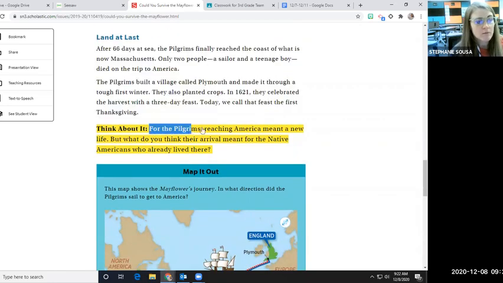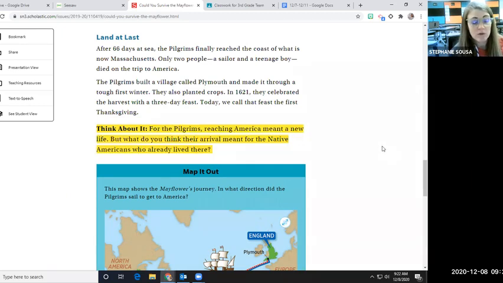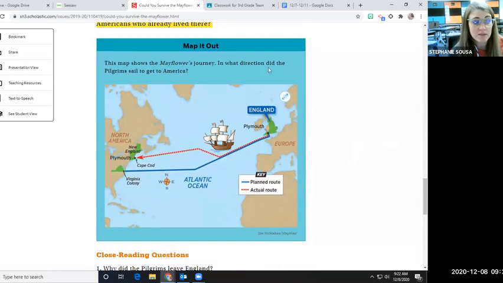For the Pilgrims, reaching America meant a new life. But what do you think their arrival meant for Native Americans who already lived there? We've spent some weeks talking about that and how it wasn't fair to the Native Americans.